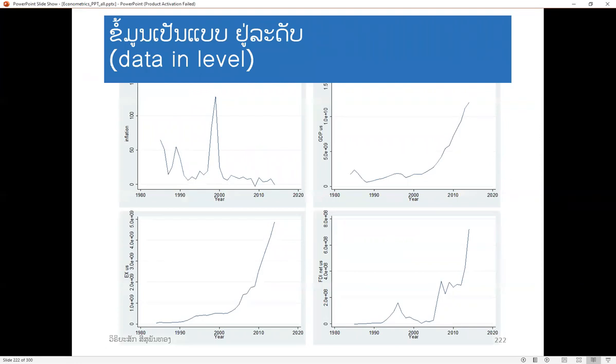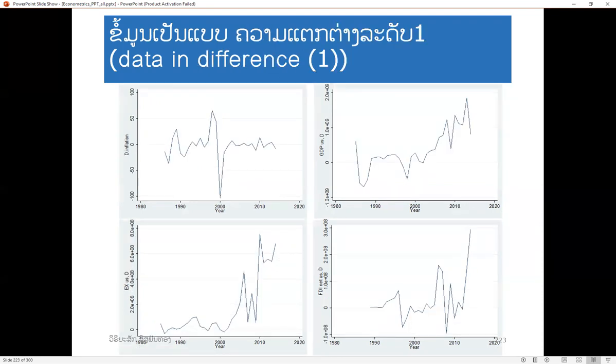So here is the raw data for inflation, GDP, export, and foreign direct investment. We would note here that if we divide this data into different periods, for GDP, export, and FDI, its average would be different. For example, in the GDP, if we divide the data into before 2000 and after 2000, we will see that its average in these periods is different. But the inflation might seemingly be similar. Okay, but we are not yet sure. We need to test for that.